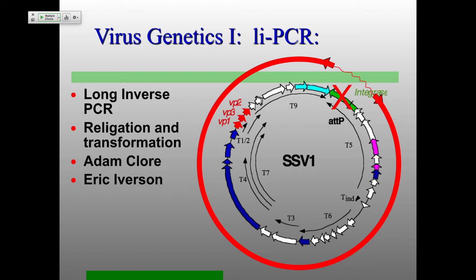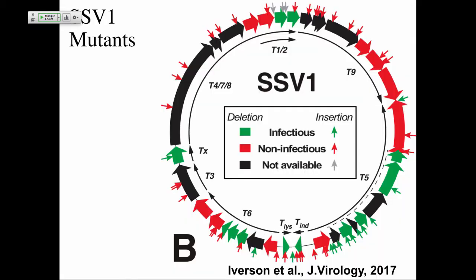So Adam did this, 11 years ago we published this, kind of frightening. Eric Iverson, a much more recent graduate student, basically said, this is a really cool technique, I'm going to do it for as many genes as I can in the rest of the genome. And that's this overview. You'll notice this is a more recent paper down here at the bottom, literally published in May of this year, where he took all of these open reading frames, again, these big wide arrows here. Everything which is red or green is something that he deleted with this long inverse PCR.